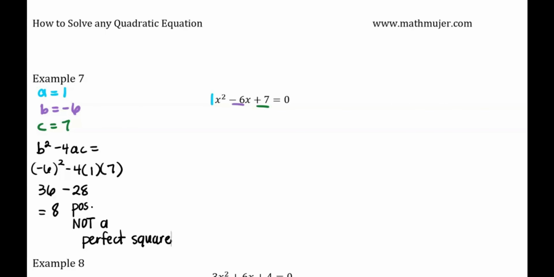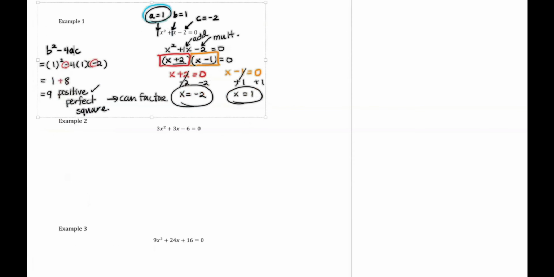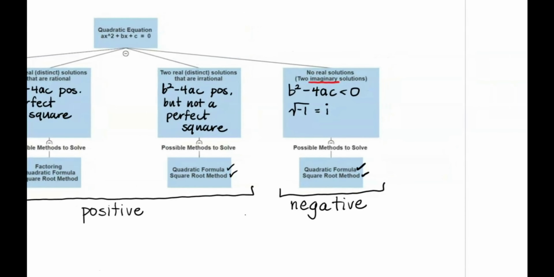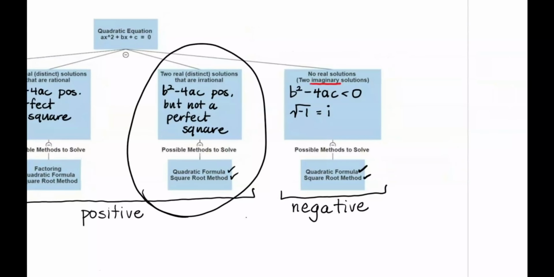So what that means is that we are in this case of our flowchart tree diagram. It was positive, but it was not a perfect square, so we cannot factor it. If you are doing a problem and you do b squared minus 4ac and it's not a perfect square, don't even waste your time trying to factor that equation, because you will not be able to factor it. And if you can, please show me how. So we can either use the quadratic formula or the square root method.